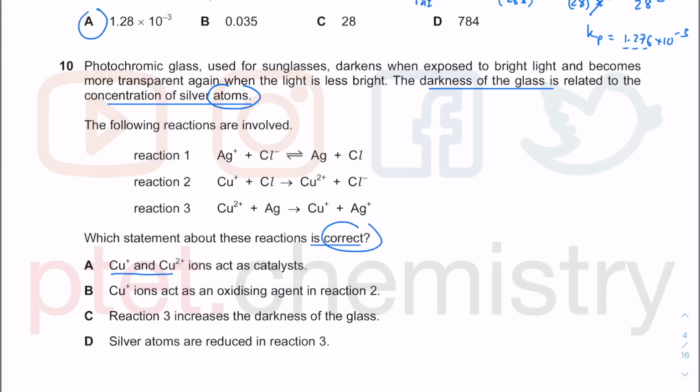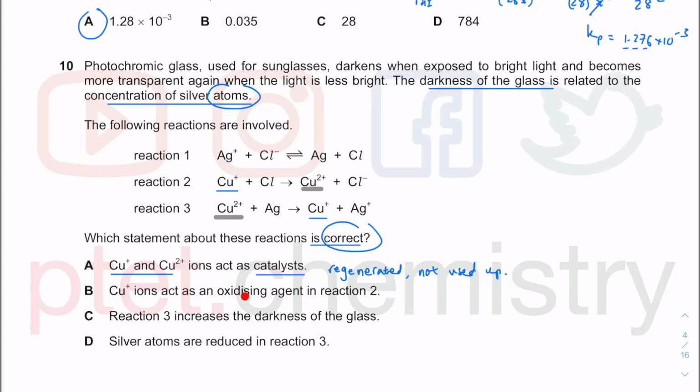Cu plus and Cu2 plus ions act as catalysts. We know catalysts get regenerated, so a catalyst is not used up. A catalyst is never used up. I can see the copper plus is there, and it goes via copper 2 plus, and the copper 2 plus goes back to copper plus. So I can see they're involved in this catalytic loop where the copper plus interconverts to copper 2 plus and gets back to copper plus there. So in a way, they are catalyzing this process, I guess. But let's see what is going on for the rest of the statements first.